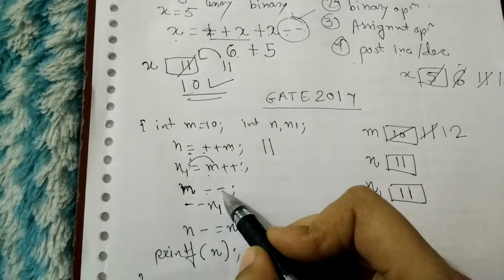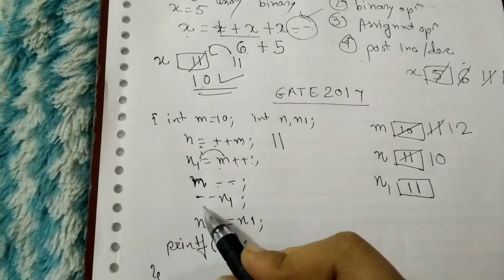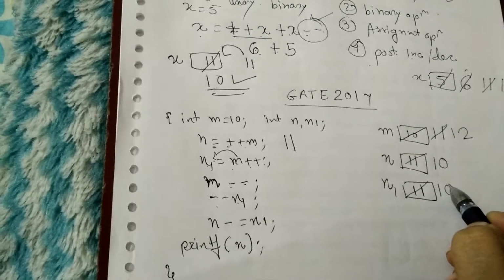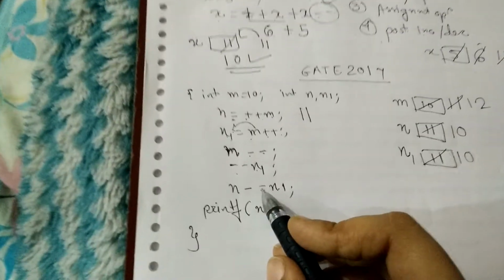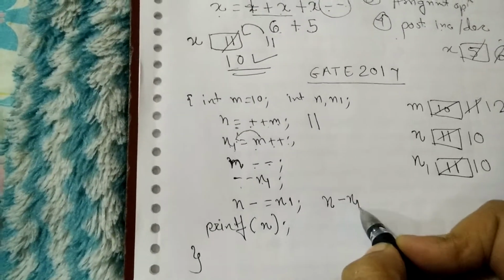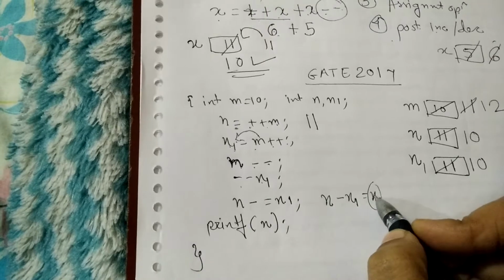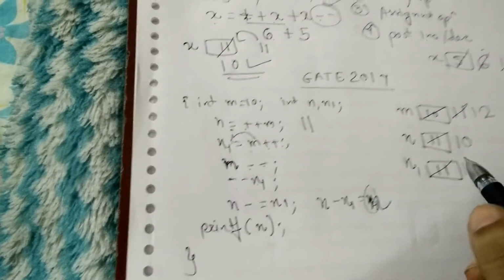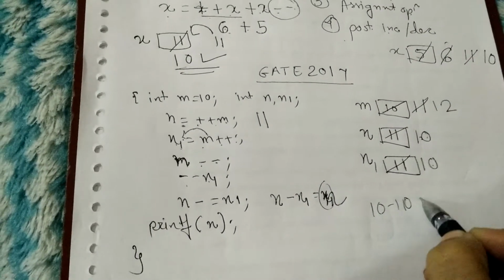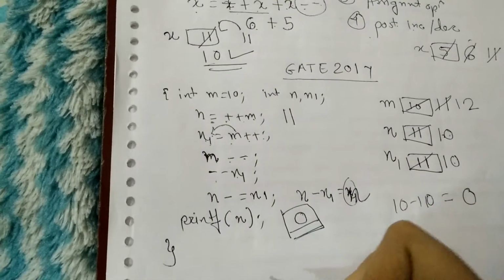Then we have a decrement operator on n, so n will be decremented to 10. We have a decrement operator on n1 also, so the value of n1 will be decremented and it becomes 10. Then lastly we have the subtraction and assignment operator, which is equivalent to n = n - n1. The value will be stored into n. As we know the value of n as well as n1 is 10, then 10 minus 10 will evaluate to 0. So the output printed will be 0.